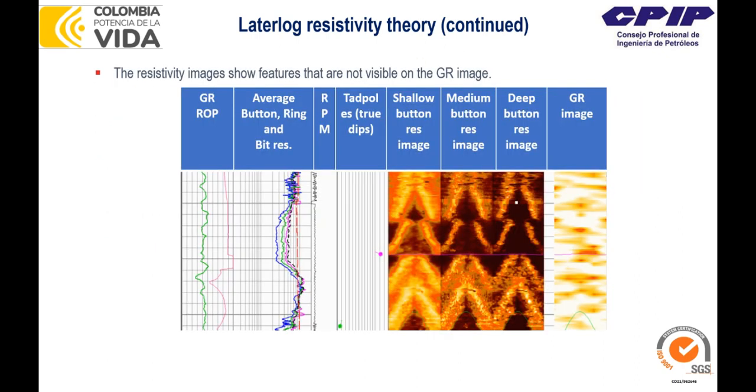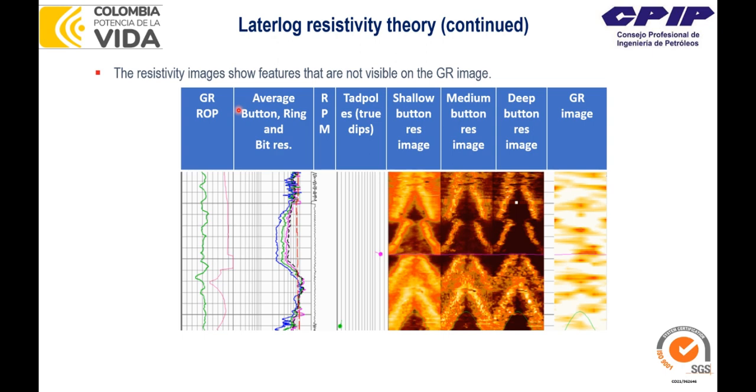Now let's have a look at another real example of the images on this correlation panel. Here we have gamma ray and the rate of penetration. Here we have resistivity, we have the button, ring, and bit resistivity curves. So bit resistivity, as we just discussed, is resistivity at the bit.